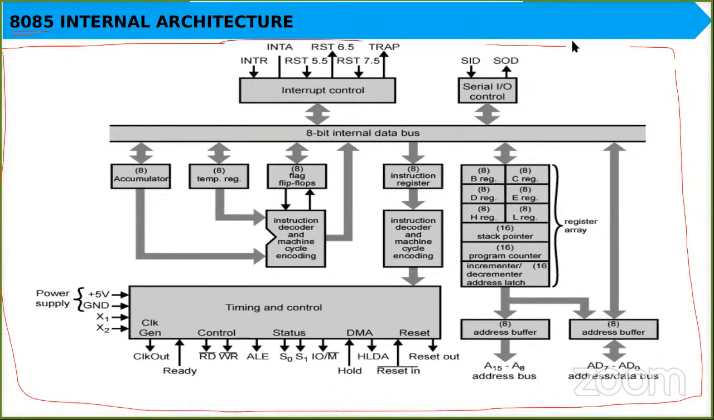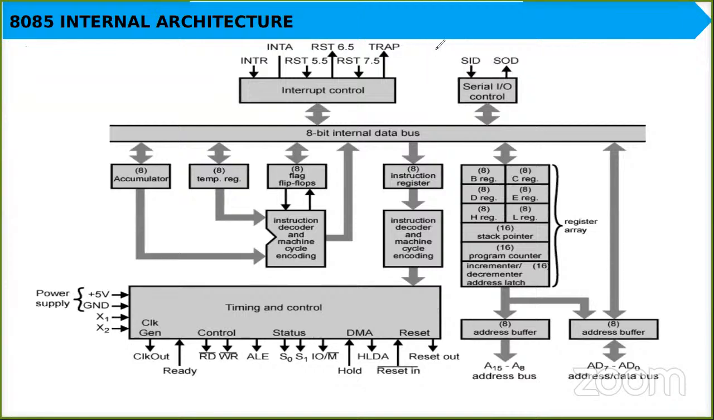Okay. All right, so this is the architecture. Every diagram comes with architecture. You can see the pins over here, right? You can see the pins: clock out, ready, RD bar, WR bar, ALE, S0, S1, IO/M bar, hold, HLDA. So what is all this? These are all pins.